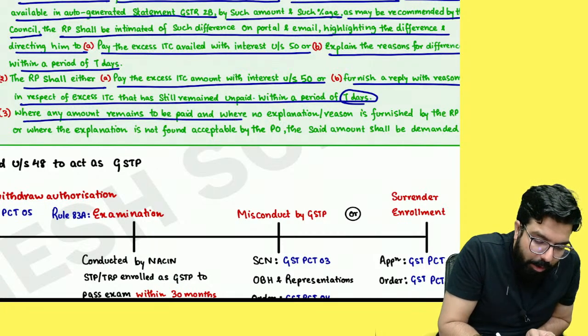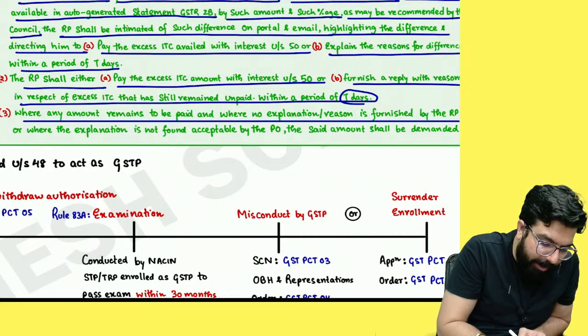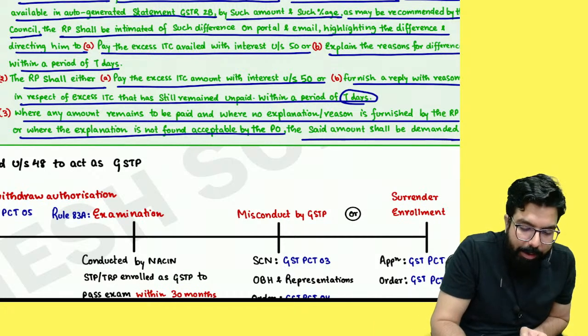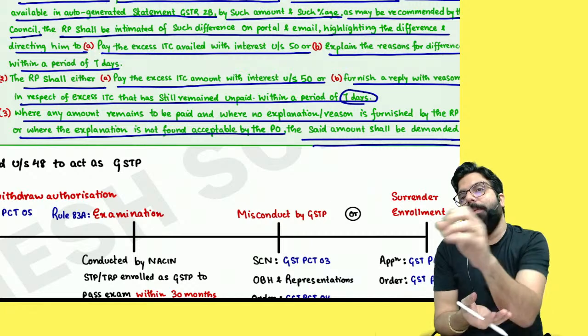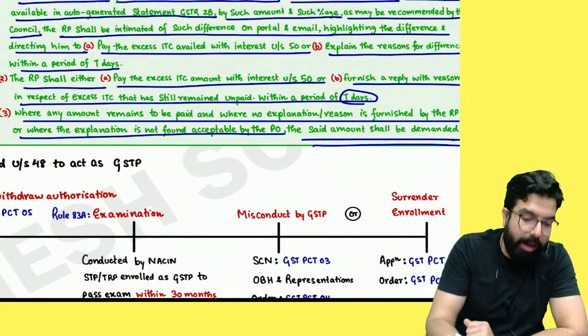Where any amount remains unpaid or where no explanation or reason is furnished or the explanation is not found acceptable, the said amount will be demanded. You will be sent one love letter and they will hang you upside down and recover the amount. Are we clear, everyone? Now tell me one thing.